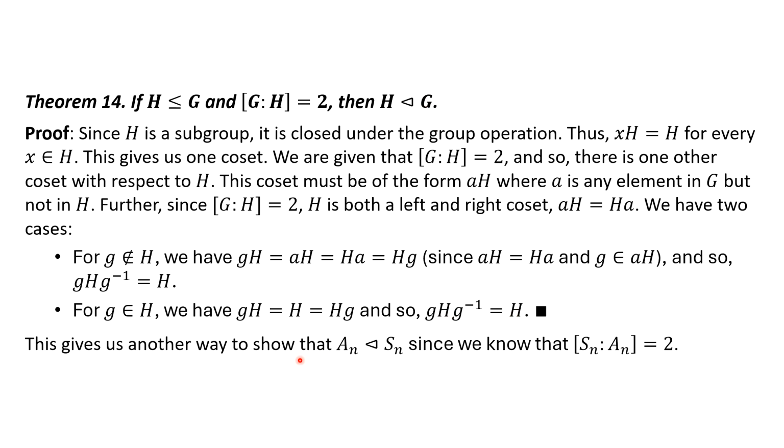That gives us another way of showing that A_n is a normal subgroup of S_n, since we showed in the previous lecture, the first lecture in this series, that the number of even permutations was equal to the number of odd. And so the index of A_n with respect to S_n is 2, and so that falls into this theorem here.